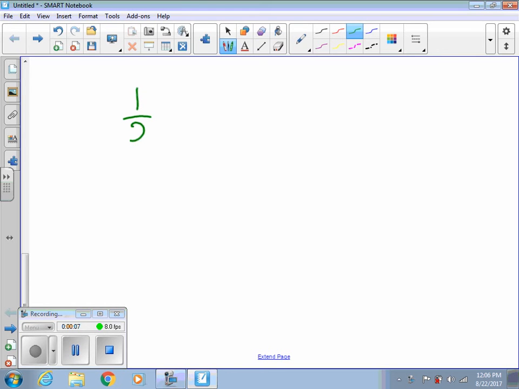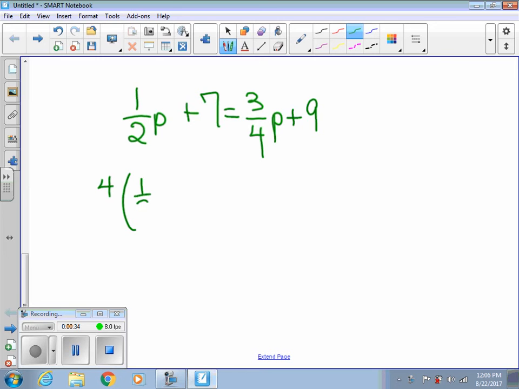Okay, so we're going to look at when we have fractions in these multi-step equations. So if I have 1/2 p plus 7 equals 3/4 p plus 9. One way to deal with these fractions is to decide what the common denominator is, which in this case is 4. And you multiply every term in the entire equation by 4. So it's called killing the fraction. So I'm going to multiply everything by 4.